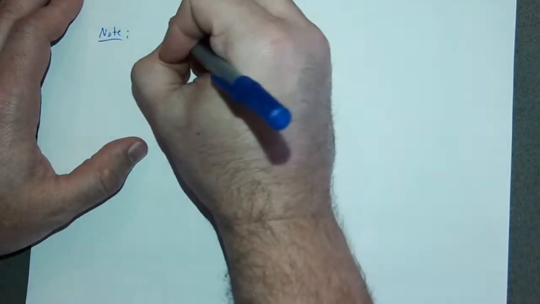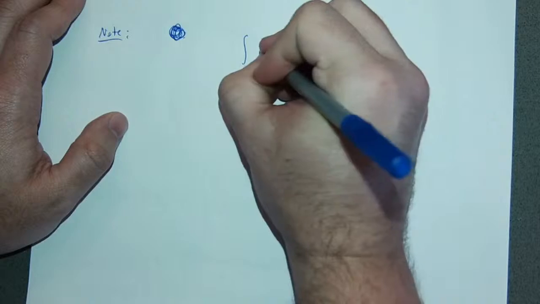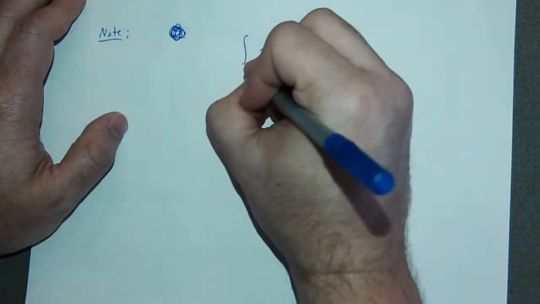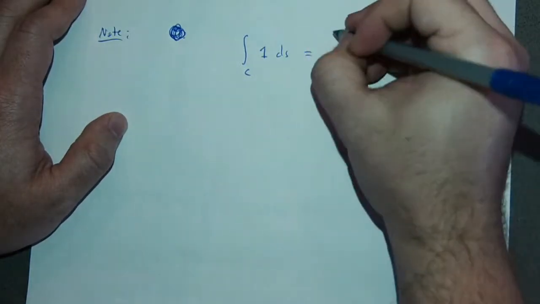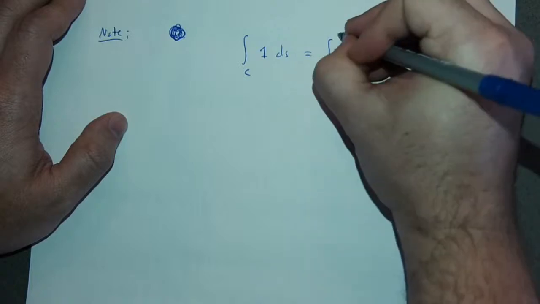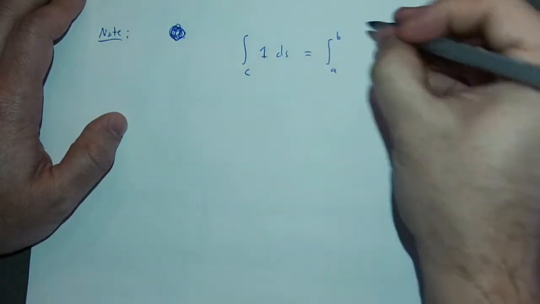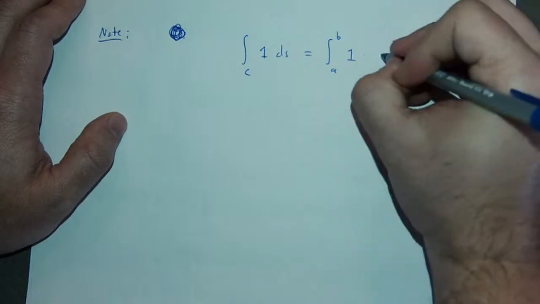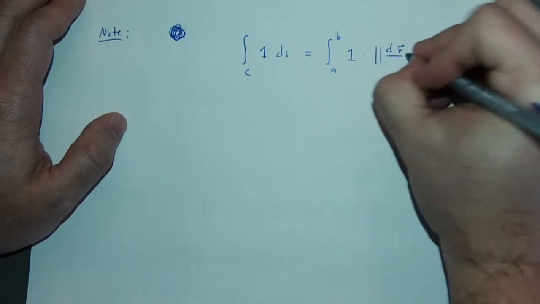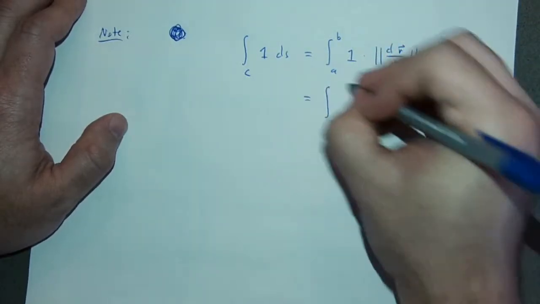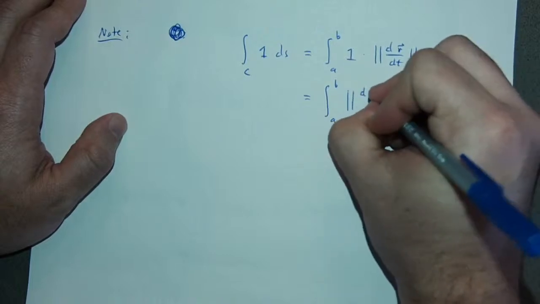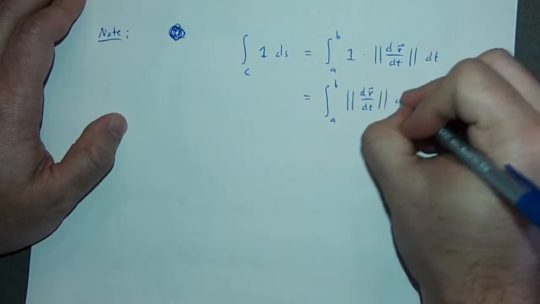So one, note, if I have a curve C that has parameterization as usual, I'm not even going to write it out, and I integrate the function 1 over C ds, what do I get? This is the integral from a to b, which is where my parameterization lives, of 1 times the length of dr dt dt. Or this is the integral from a to b of the length of dr dt dt.